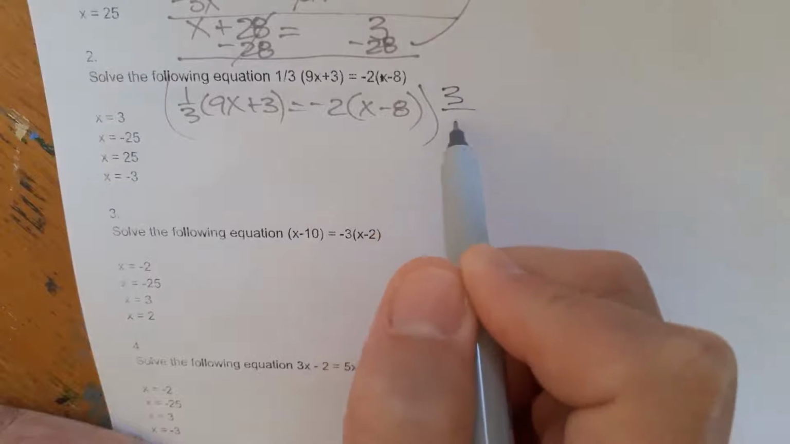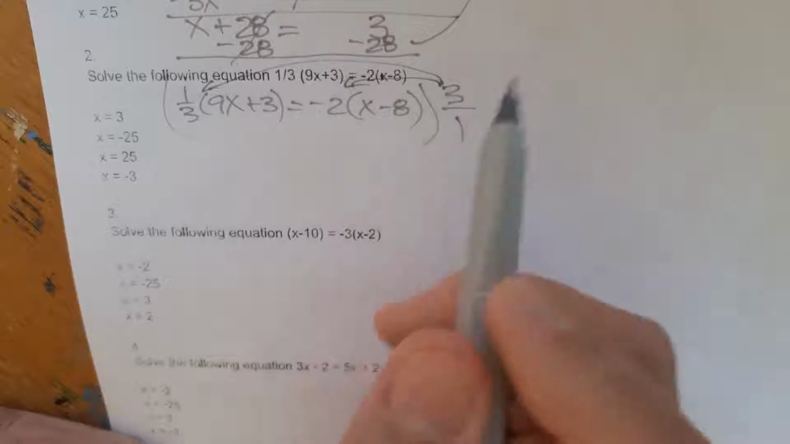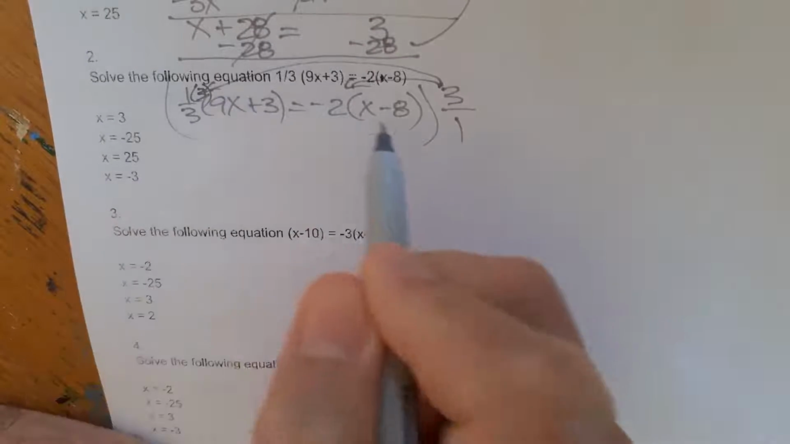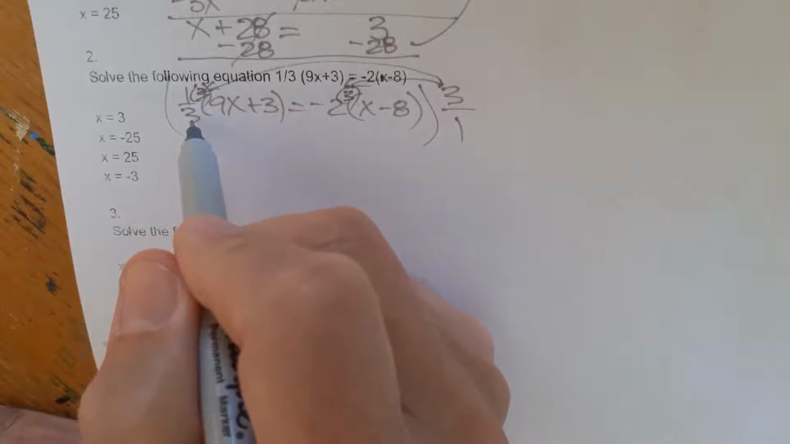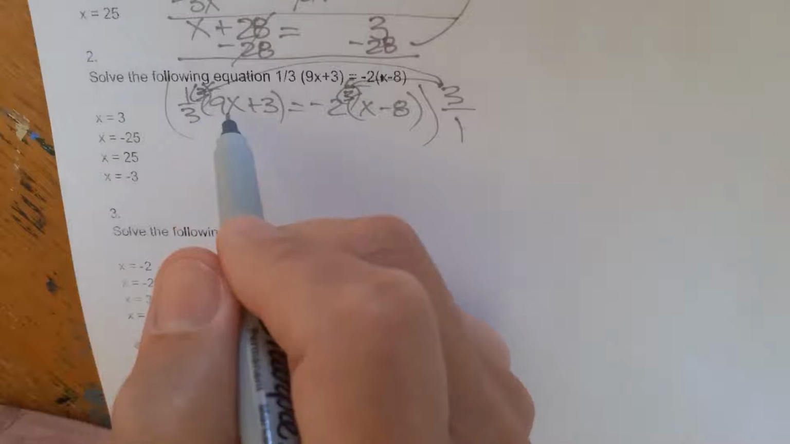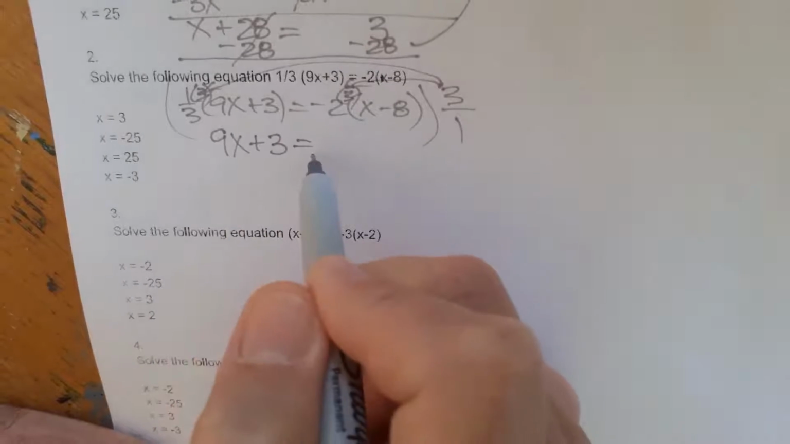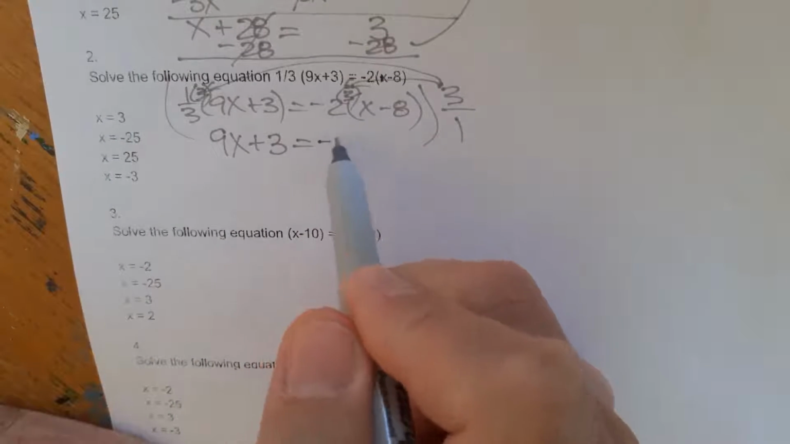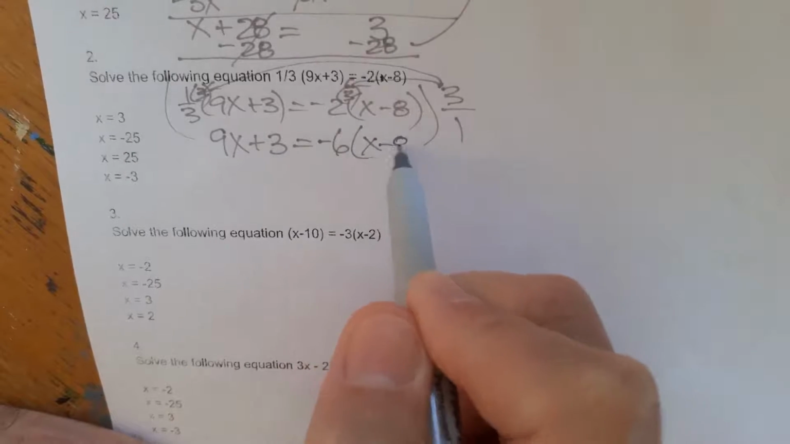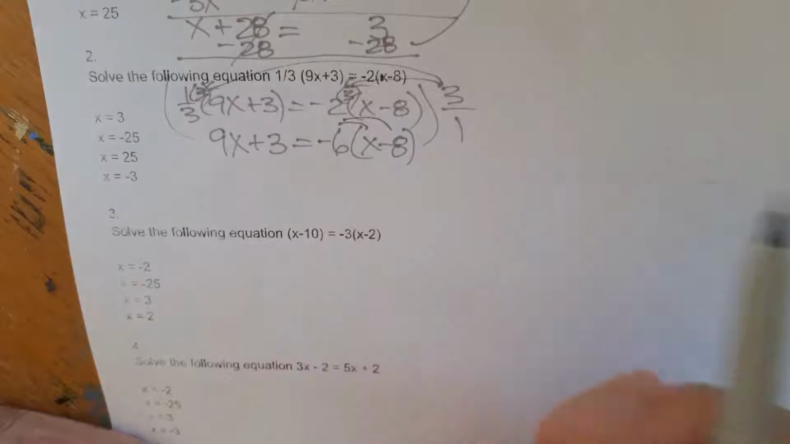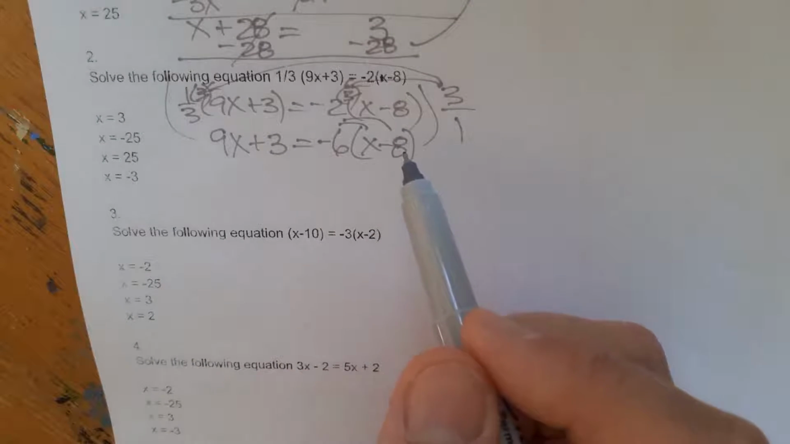Let's multiply this whole thing by 3 over 1. It's going to put a 3 here and a 3 here. So you're going to have multiplied by a 3 and multiplied by a 3. So this is 3 over 3, which is 1. And that would leave me with 9x plus 3 on the left. The equals is in the middle. This one's going to be negative 2 times 3, which is going to give me negative 6, and still be multiplied by this quantity. So we're not done with distributing this over here yet. But notice there's no more 3 in the denominator position.